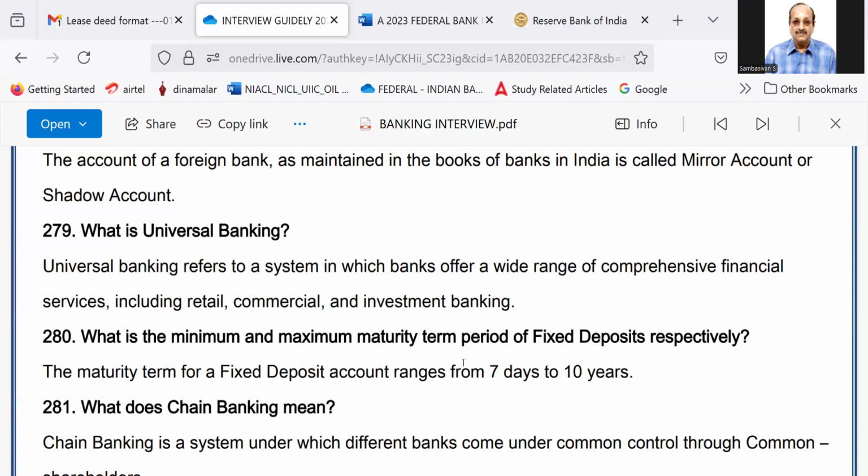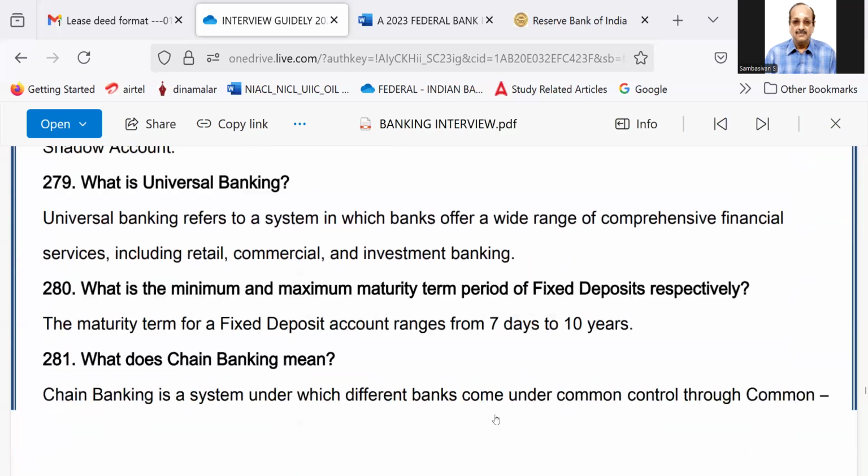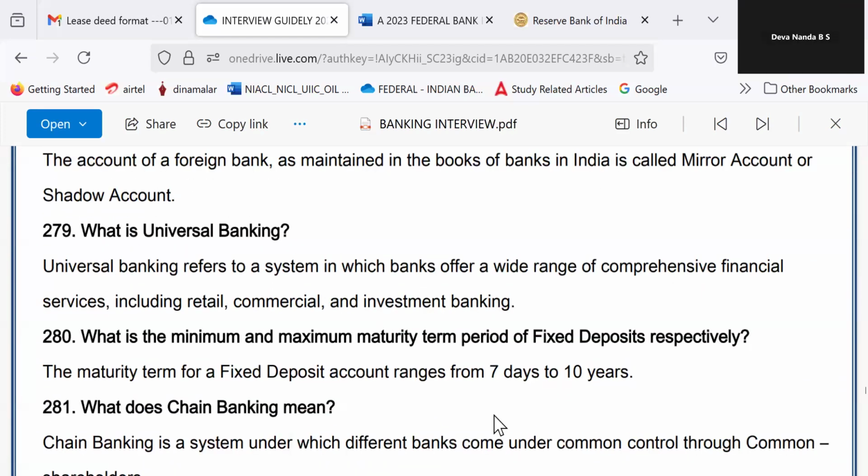management advisory services. Besides that, they also do other things like giving lockers. Then they also do foreign exchange business, everything they do. So that is why they are known as universal banking. Continue. Question 280.